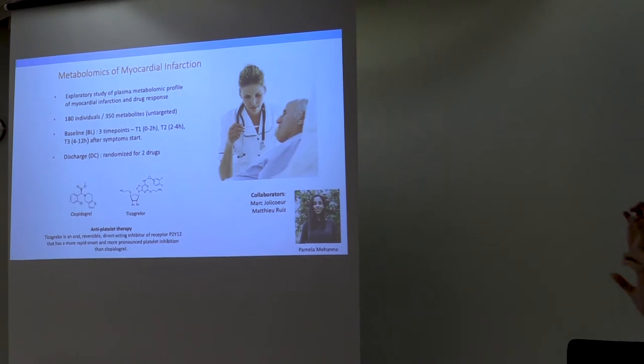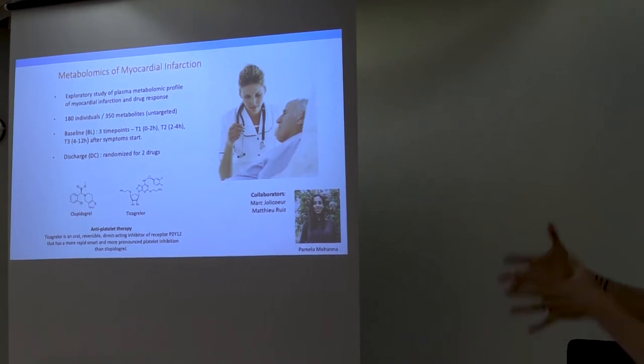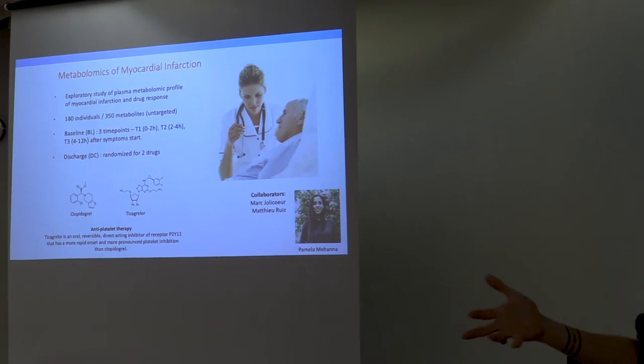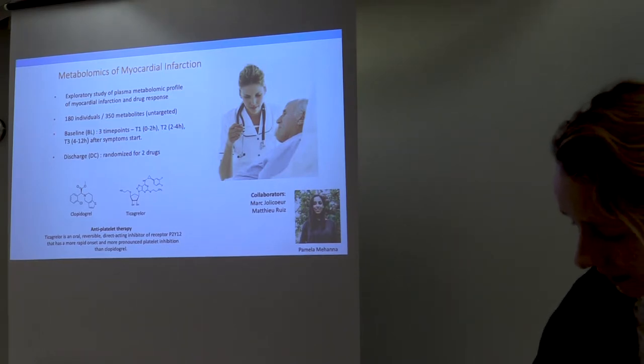So there were two stages where samples were taken. Baseline, when the people arrived at the hospital having had a myocardial infarction. There's, as you can see, T1, T2, T3. Those are the time since when the symptoms started once the plasma sample was taken. And at discharge, a few days later, just before they leave the hospital, so it means that they're in a stable, steady state, at least. The plasma samples were taken again. So those are all matched samples.